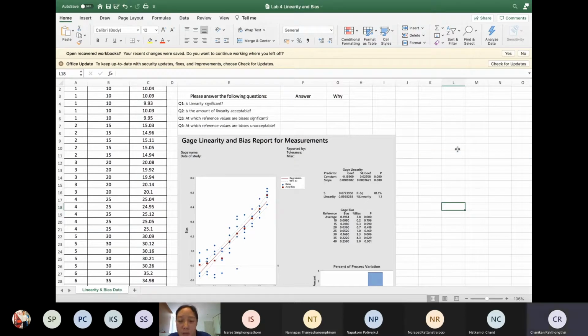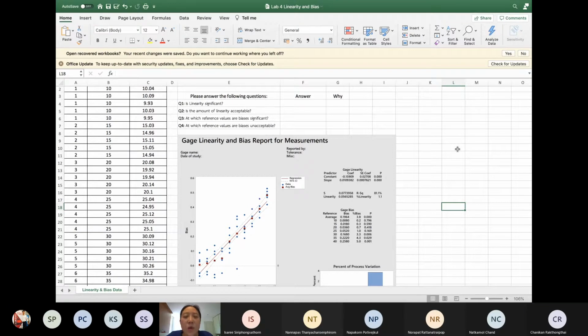Isuri, can you come back? Yes. Okay, Isuri, could you please help answer the first question? Since the R square is greater than 80%, it's a linearity pattern. Okay, but R square can be used, you should take a look at the R square number also, but it's not the number that you would use to judge whether the linearity is significant.